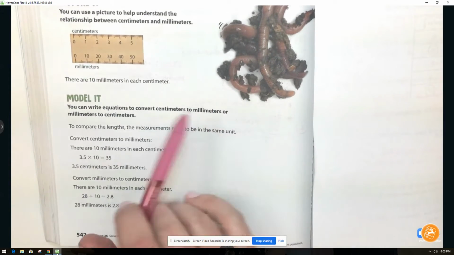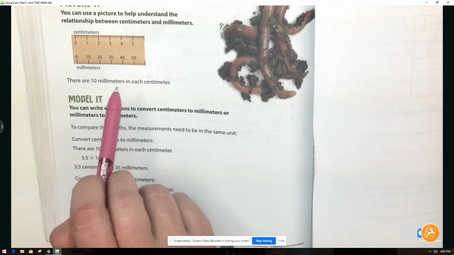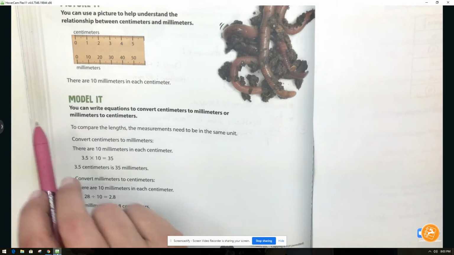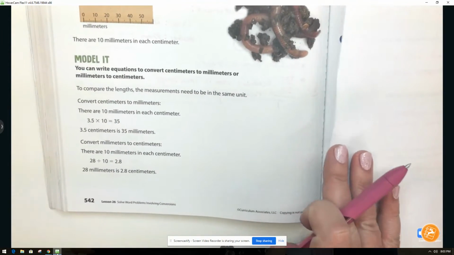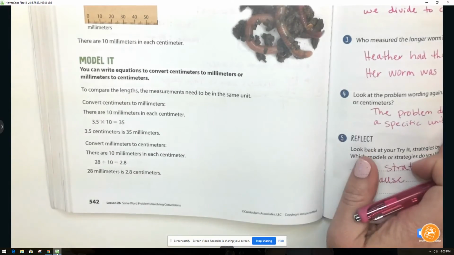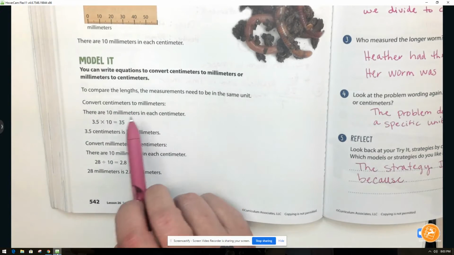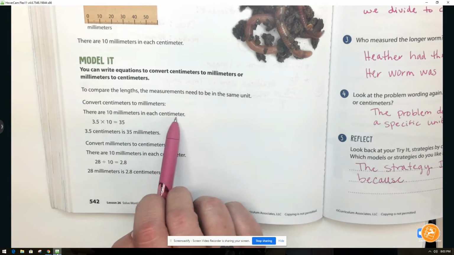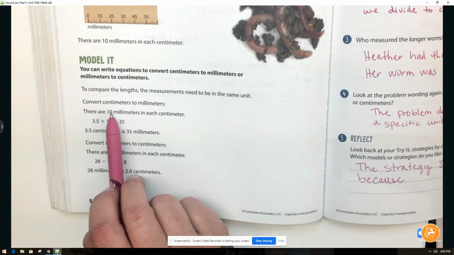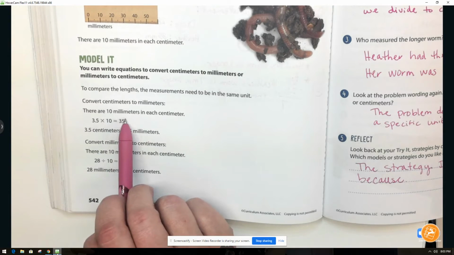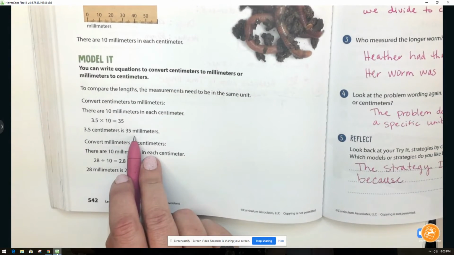But as you can see, it doesn't really matter whether we measure in centimeters or millimeters. We'll get a different value, but the two answers will be equivalent or equal. Now we can write equations to convert centimeters to millimeters or millimeters to centimeters, and I'll get that paper in a minute. When we convert centimeters to millimeters, we know that there are 10 millimeters in each centimeter. So we're going to take our total number of centimeters and multiply it by the number of millimeters in 1 centimeter to get 35 millimeters. So 3.5 centimeters is 35 millimeters.